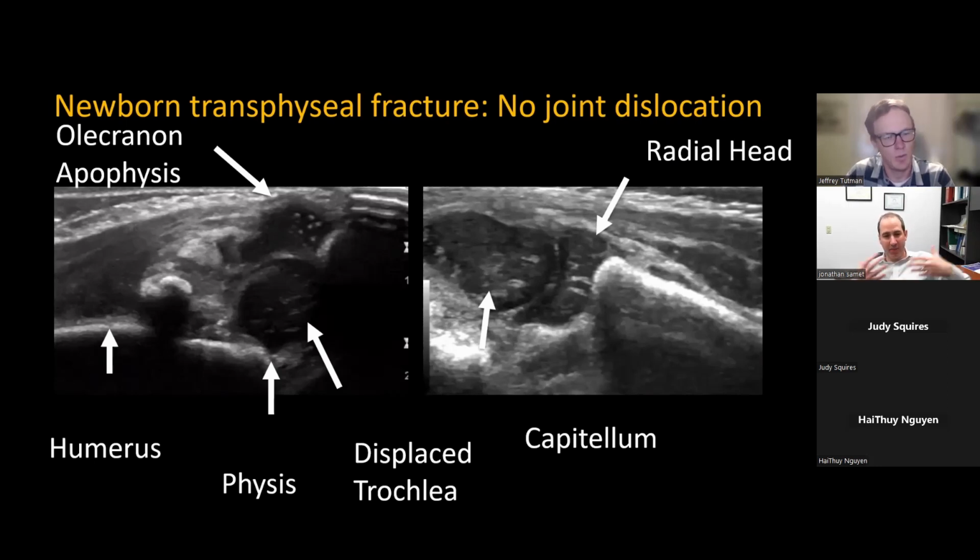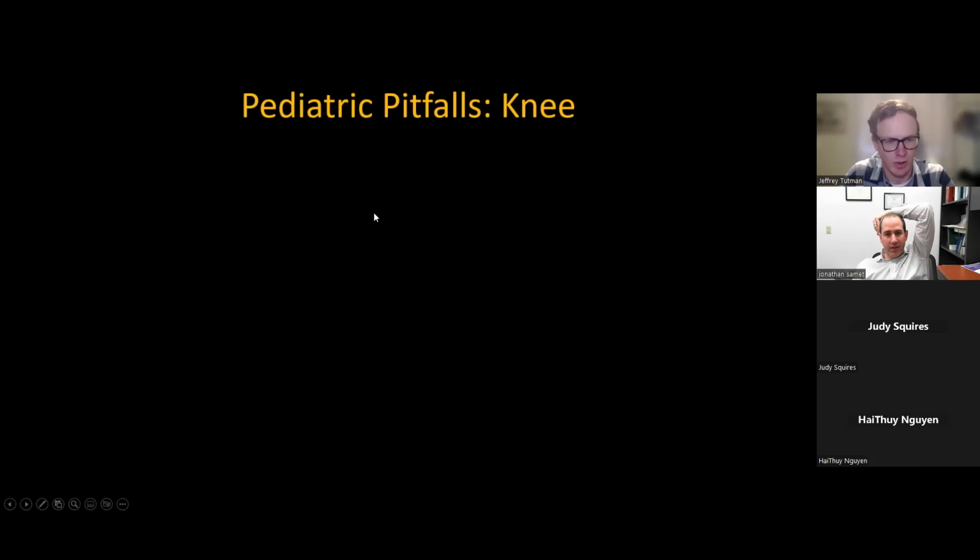But on an X-ray, because we can't see the epiphyses, it just looks really funny. And so it can look like a dislocation. This was a nice way to very confidently tell the surgeon that this was not a true joint dislocation, and another example of ultrasound.